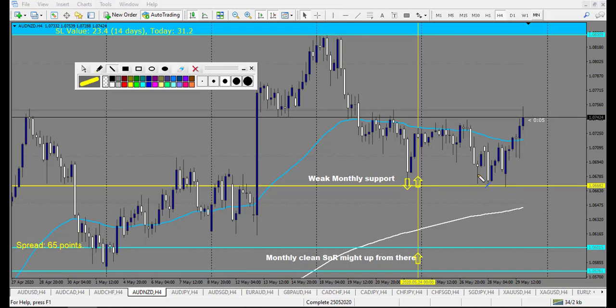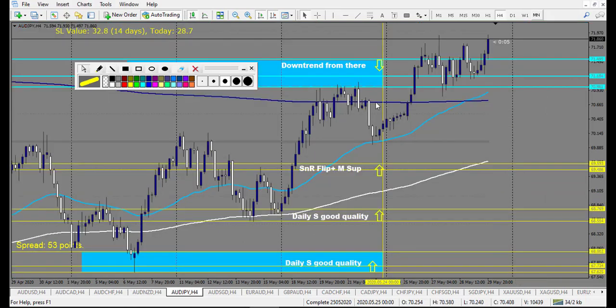AUD/NZD, we have a beautiful trade. First we have a pin bar retracement entry. The stop loss would have been below the level, of course, all the time. But it didn't touch the level. If you missed this specific entry, there is an engulfing up candle right here, and this one is running. So it's a winning setup for this level.